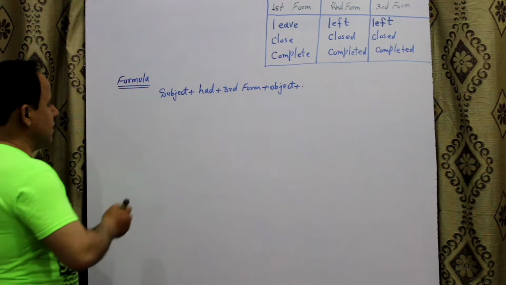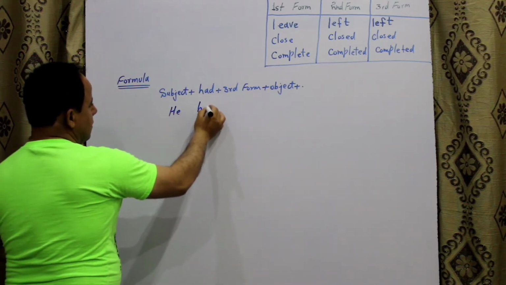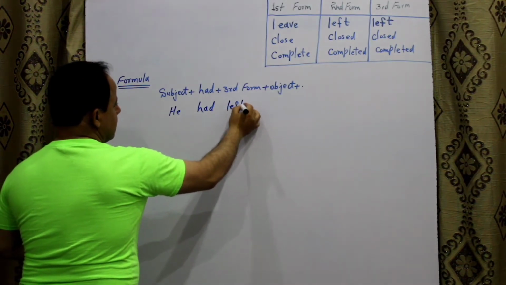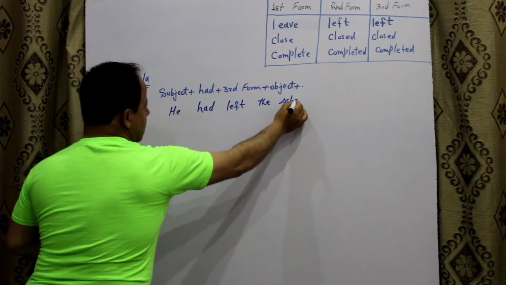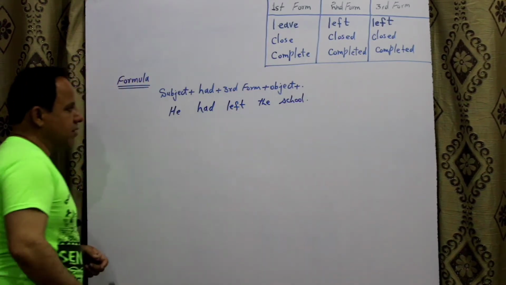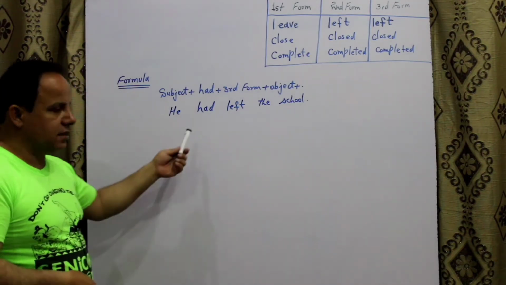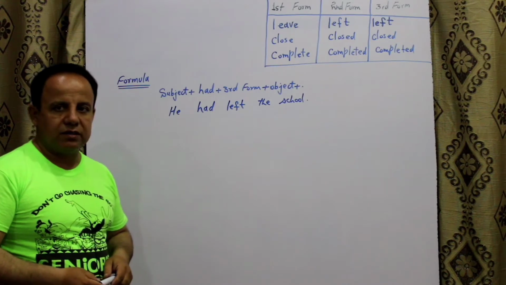Now the example is there. He had left the school. Now in this sentence you can find here, he is our subject, had is the helping verb, left is the third form of the verb, and the school is the object.